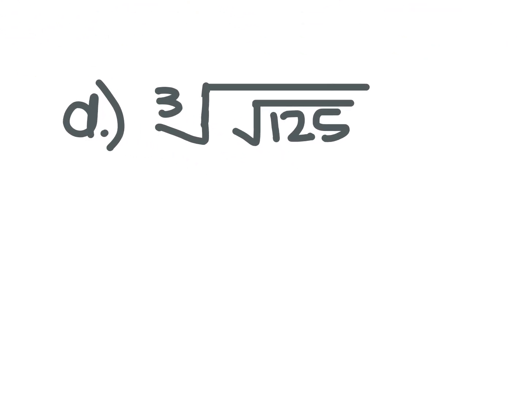And then for D, here when we have a radical inside of a radical, it's just like having a power raised to a power. You multiply the indexes together. The one on the inside, though, doesn't have an index. What is it implied that that index is? A 2. So when we multiply our indexes together, what's our new index going to be? 6. We have the 6th root of 125.